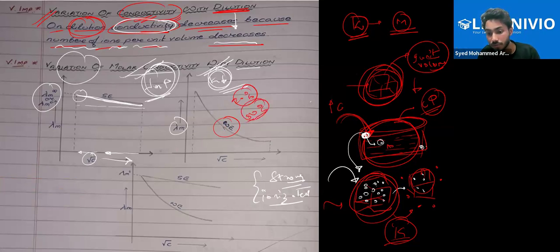If 50% dissociation is there, that means the number of particles will increase, and if the number of particles increases, then my molar conductivity increases. Understood? So these are two graphs: this is for the strong electrolyte, and this is for the weak electrolyte. If you have any doubts, just take 2 minutes, observe and analyze everything, and then ask me the doubts that you have.